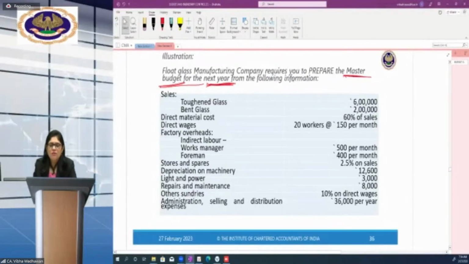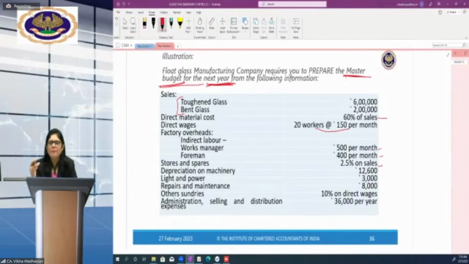So what have we been given in the question? Just try to understand the question. We have been given the sales, for 2 products. And then the direct material cost is a percentage of sales. That means it has to be variable. Direct wages are also given. Factory overheads are given. All right. Some are given per month, and some as a percentage of sales.